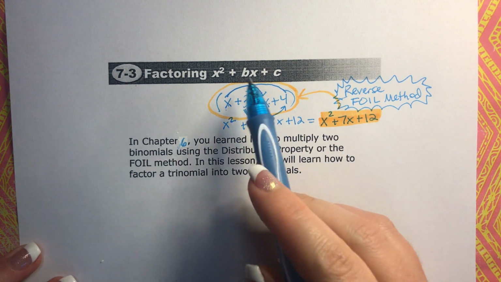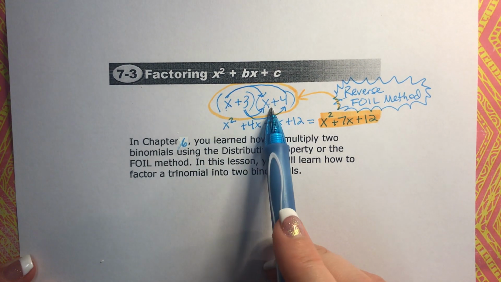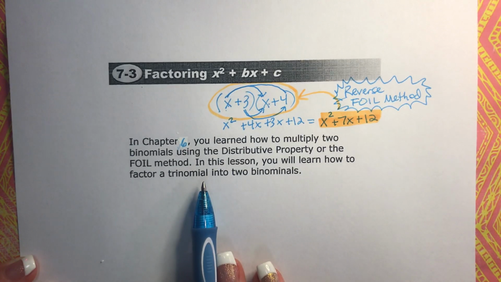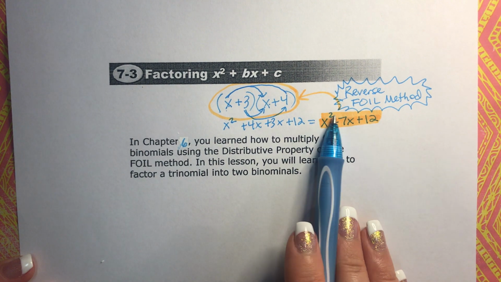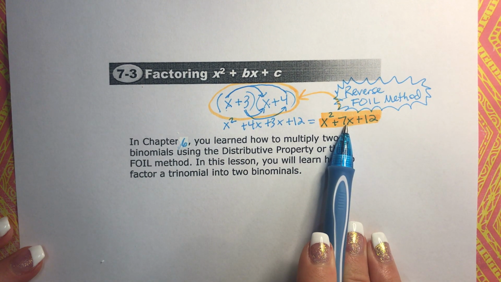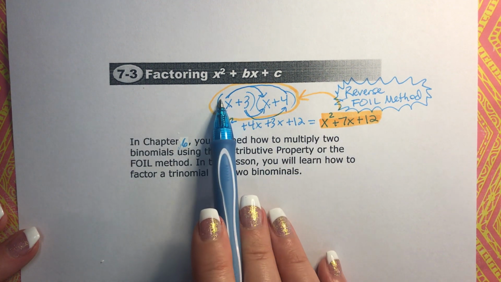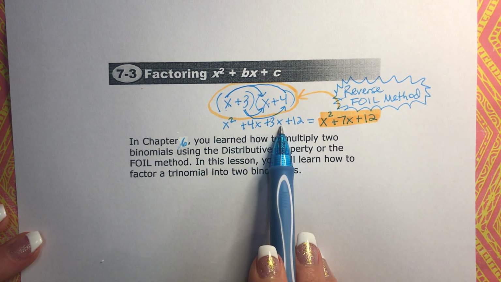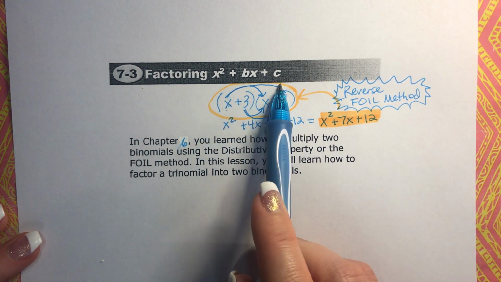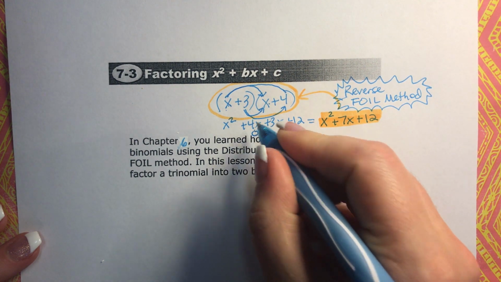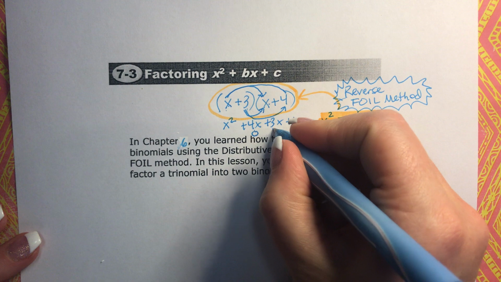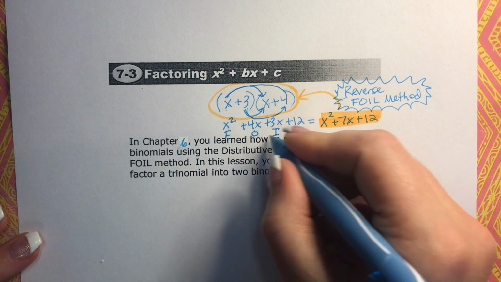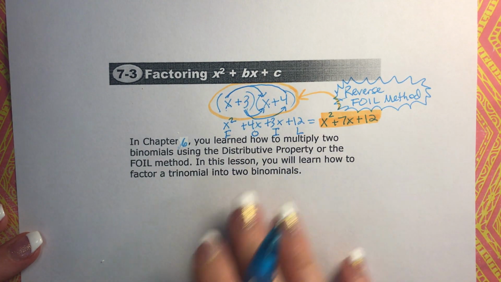In order to go backwards, we really have to understand FOIL: first, outside, inside, last. Notice this middle term, 7x. This term was from the first, this term was from the last, but you see how the 7x is the 4x plus the 3x? How do we get the 4x? That's the outside, I'll write O. And the 3x is the inside, and those two get added together. So this is our first, this is our last, FOIL.